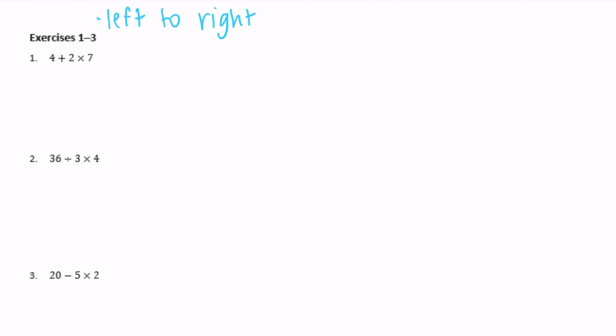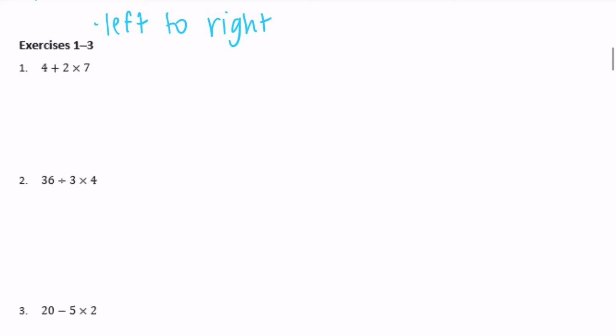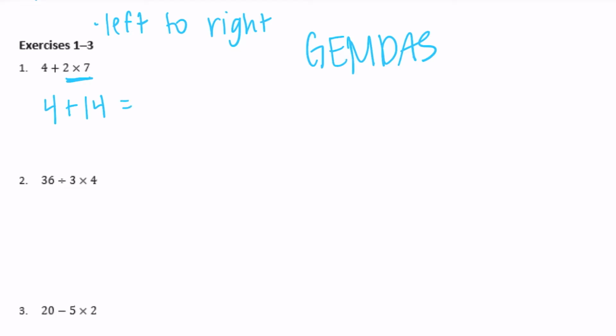Okay, exercises 1 through 3. 4 plus 2 times 7. So if we're talking GEMDAS, I'm going to write that out again. There's no grouping, no exponents, but there is multiplication or division. So I'm going to solve 2 times 7 first. So we have 4 plus 14, and that would be equal to 18.